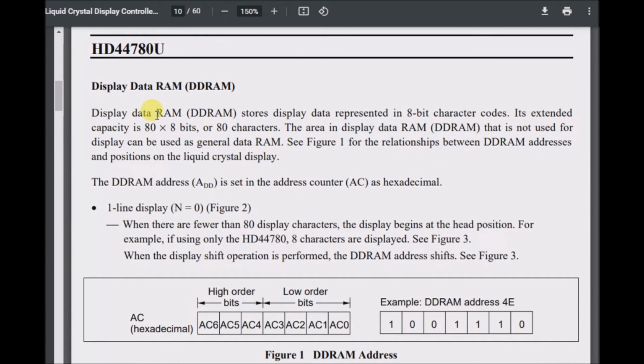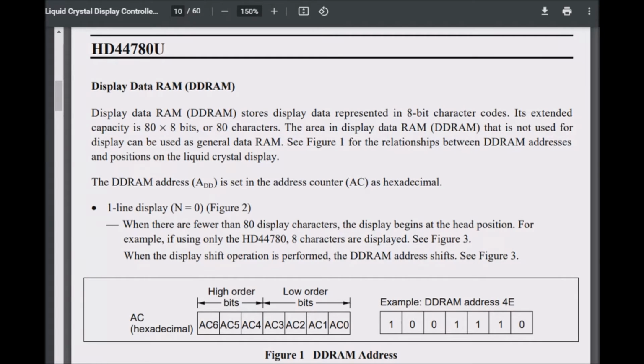Display data RAM, DDRAM. Display data RAM, DDRAM, stores display data represented in 8-bit character codes. Its extended capacity is 80 by 8 bits, or 80 characters. The area in display data RAM, DDRAM, that is not used for display can be used as general data RAM. See Figure 1 for the relationships between DDRAM addresses and positions on the liquid crystal display.